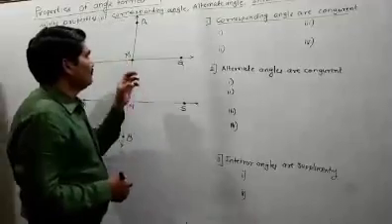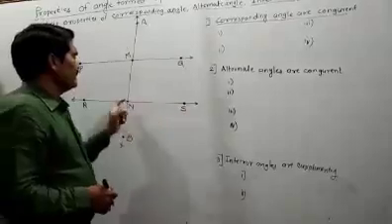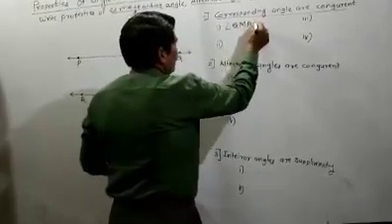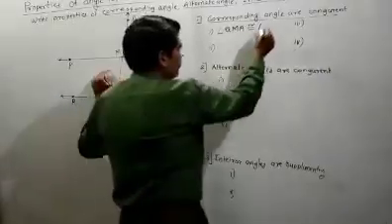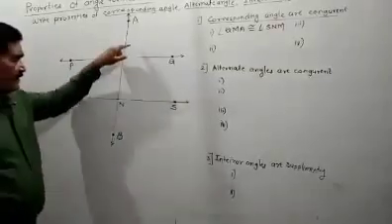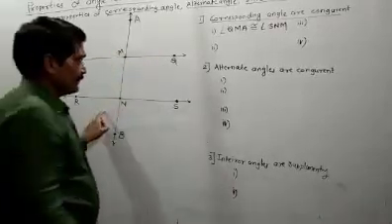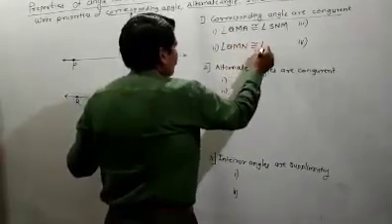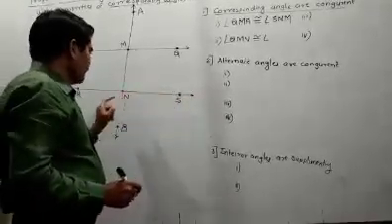Which one is the corresponding angle? Angle QMA and angle SNM. Angle QMA is congruent to angle SNM. Second pair of corresponding angles: if upside is finished, you have to start with downside. Angle QMN is congruent to angle, starting with the arrow end, SNB.